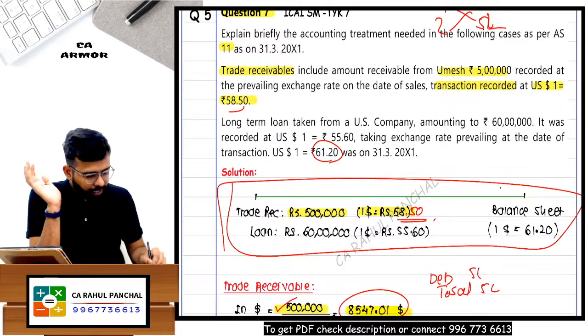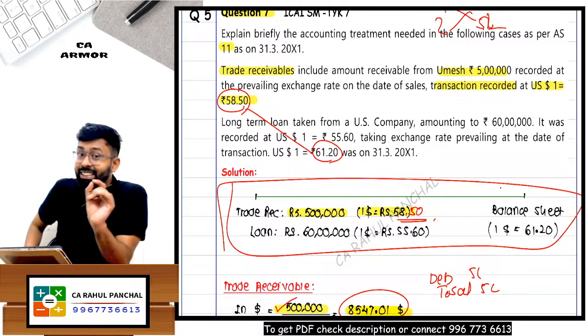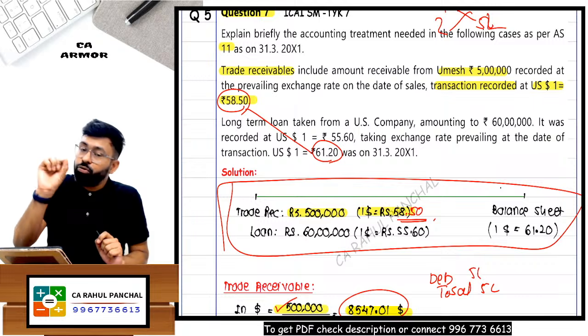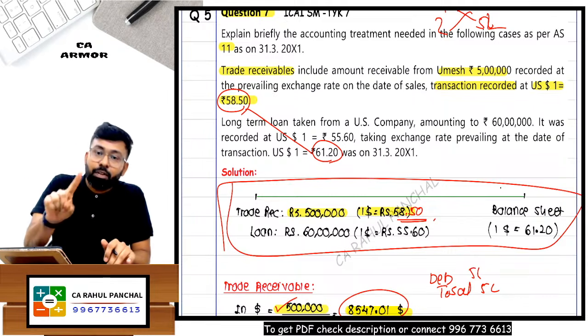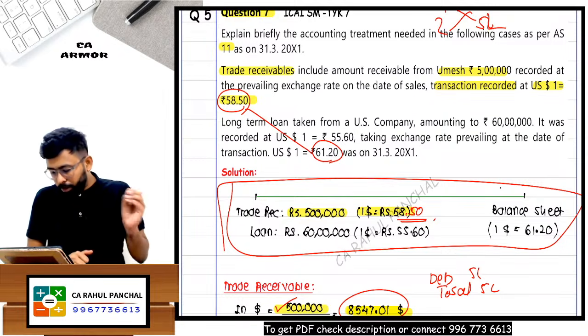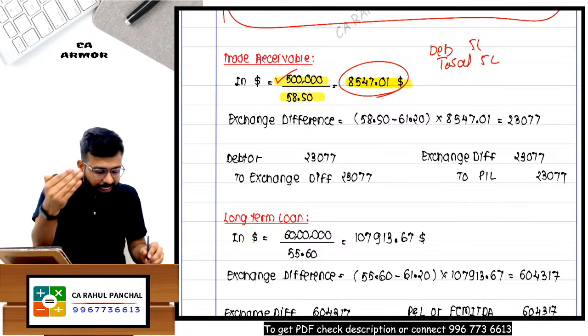So I hope you understand where I was supposed to receive only 50, and now I am receiving more money. Understand, there is an increase in debtors. For $1 I was supposed to receive 58.5, but now for $1 I am supposed to receive 61.20, because on the balance sheet date this is the rate. So if this is the rate on the balance sheet date, what will you say? There is an increase in debtors.